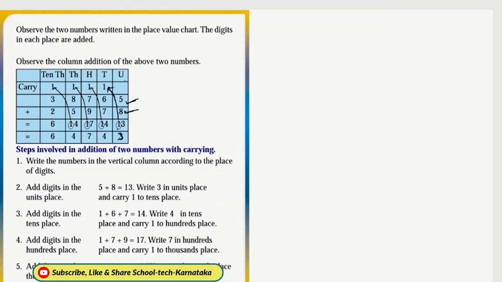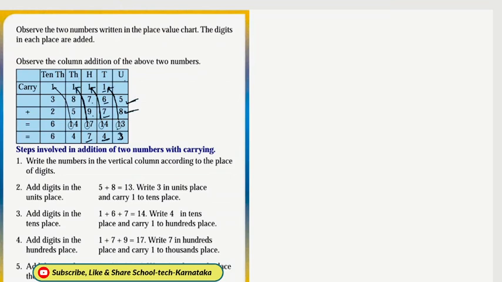At tens place now we have 1, 6 and 7. So when we add these numbers we get 14. 4 is written here and 1 is carried to the next place. At hundreds place, 1 plus 7 plus 9 is 17. 7 is written here and 1 is carried to the next place.